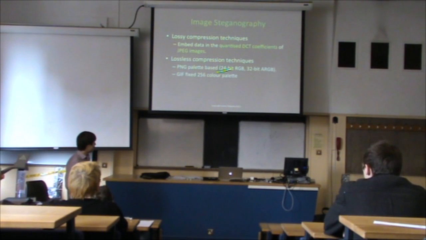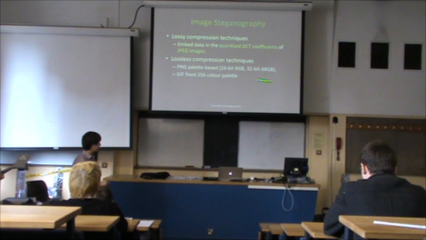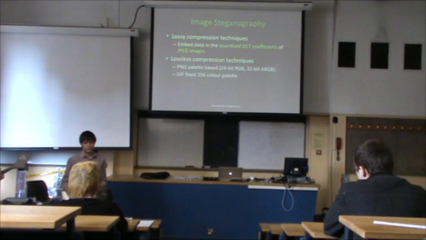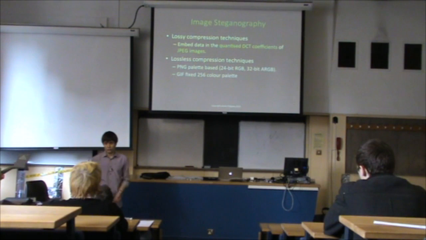Or you could use a lossless compression technique by modifying palette-based images. With a PNG, there are basically two different versions. You can have a 24-bit palette or a 32-bit palette. With the 24-bit palette, you're just encoding red, green, and blue. In the 32-bit version, you've got your red, green, and blue, but you've also got an alpha transparency. So all that really means is, in one format to encode a pixel, you use 3 bytes, and in another format, you use 4 bytes.